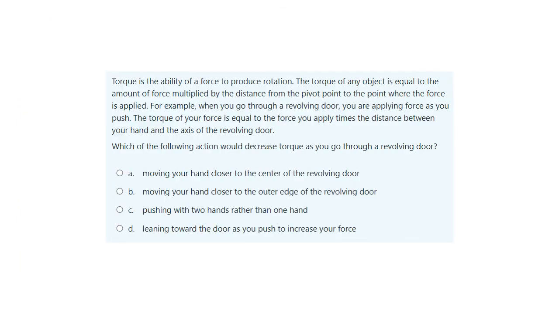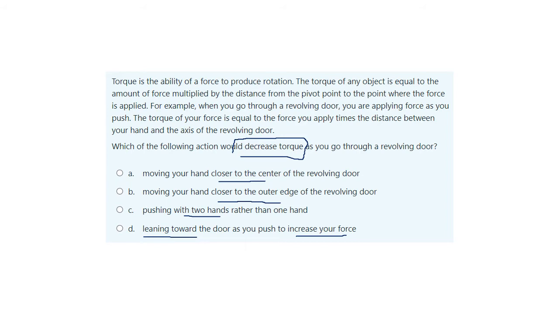Question 22. Which of the following would decrease the torque as you go through a revolving door? Moving your hand closer to the center, moving your hand closer to the edge, pushing with 2 hands instead of 1, or leaning towards the door as you push to increase your force.